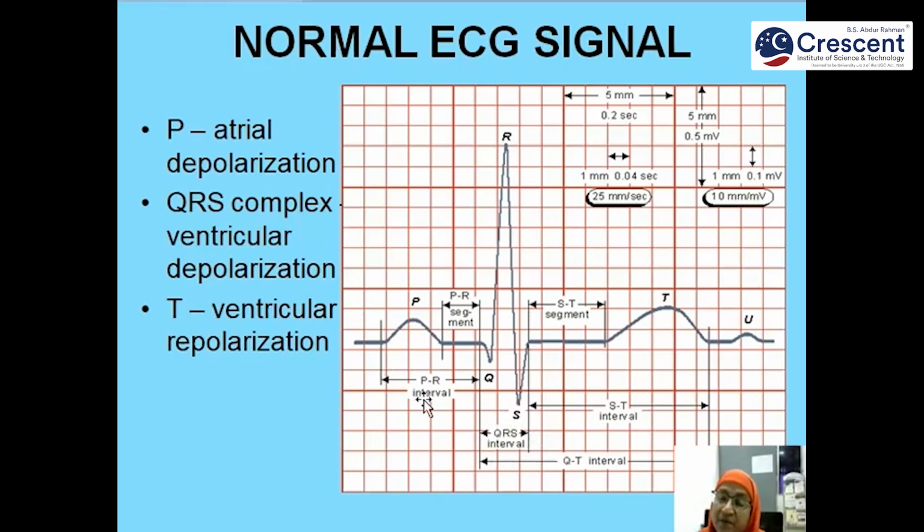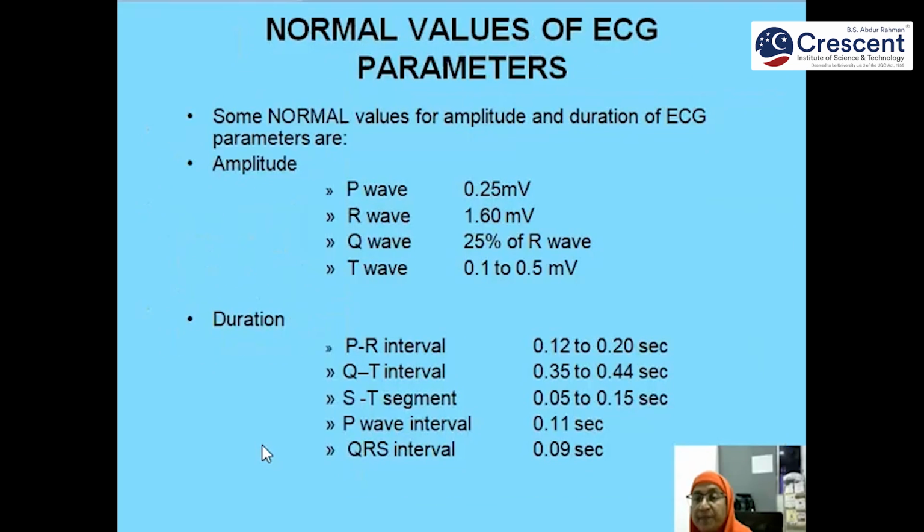Similarly, they have defined different intervals and segments and assigned values for these measurements under normal conditions, and they have fixed the range. For the P wave, the amplitude must be 0.25 millivolts, R wave 1.6 millivolts, Q wave 25% of the R wave, T wave 0.1 to 0.5 millivolt. The duration of the PR interval is 0.12 to 0.2 second, QT is 0.35 to 0.44 second, ST is 0.05 to 0.15 second, and the QRS interval is 0.09 seconds.